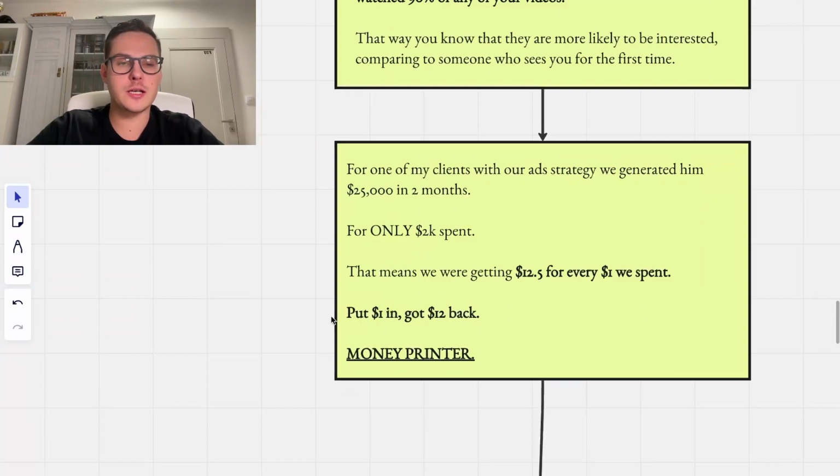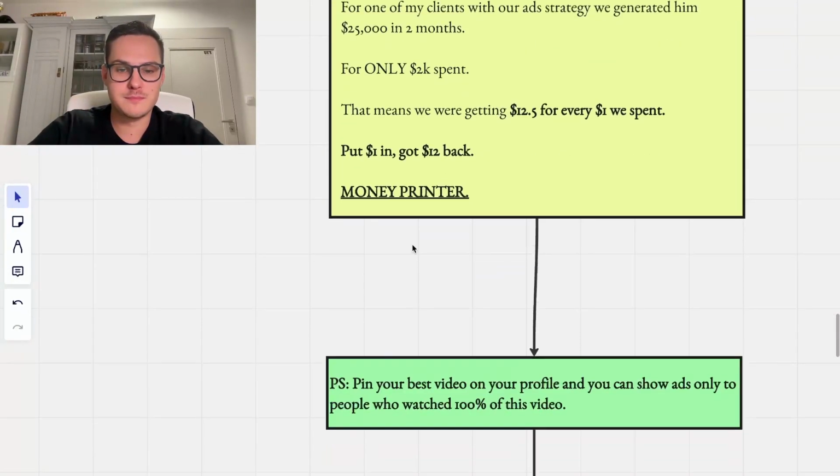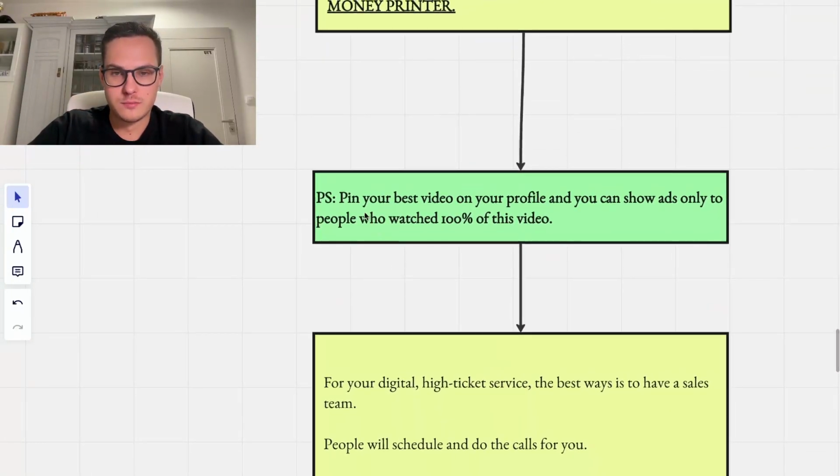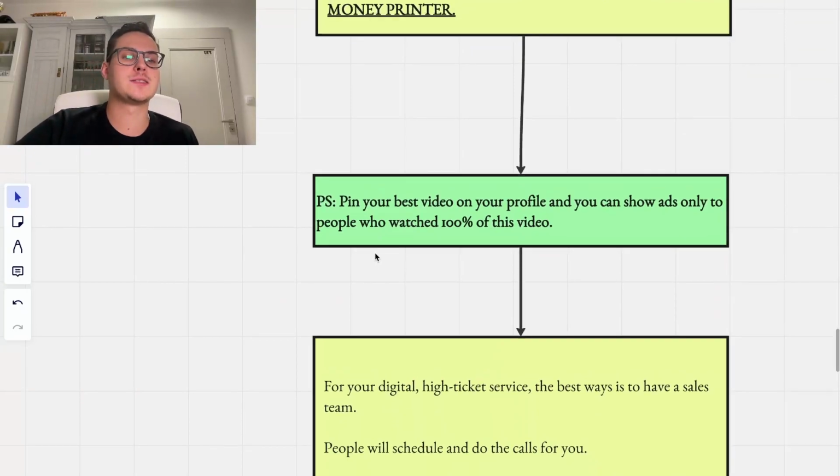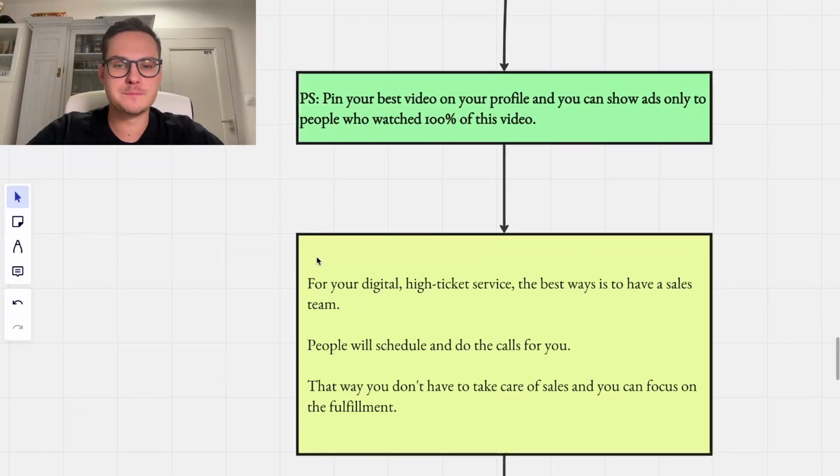So we used this strategy for one of my clients and we generated him $25K in just 2 months for only $2,000 spent. That means that we were basically getting $12.50 for every dollar that we spend. We put $1 in and we get 12 back. Talking about money printer. Also, side note, pin your best video on your profile and then you can also show ads only to people who watch this particular video, 100% of it. So the video in full, basically.